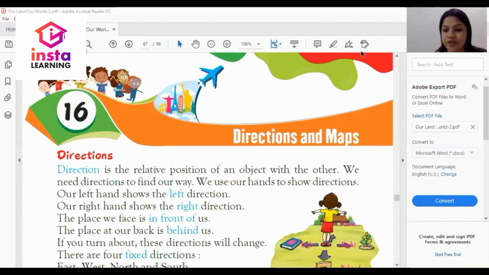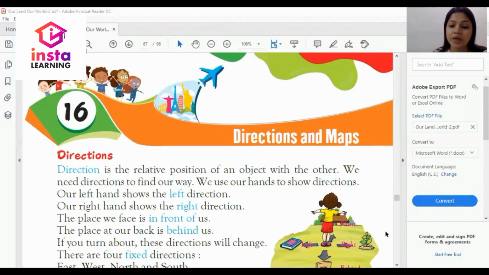Dear student, today we will study the 16th chapter of social science, that is directions and maps, from the book Our Land, Our World. So, dear student, let's begin with the chapter. In the beginning of the chapter, you should know what the learning objectives are, what you will learn in this chapter. So, dear student, you will learn about the directions and you will also learn about maps. Let's discuss the first learning objective, which is direction.